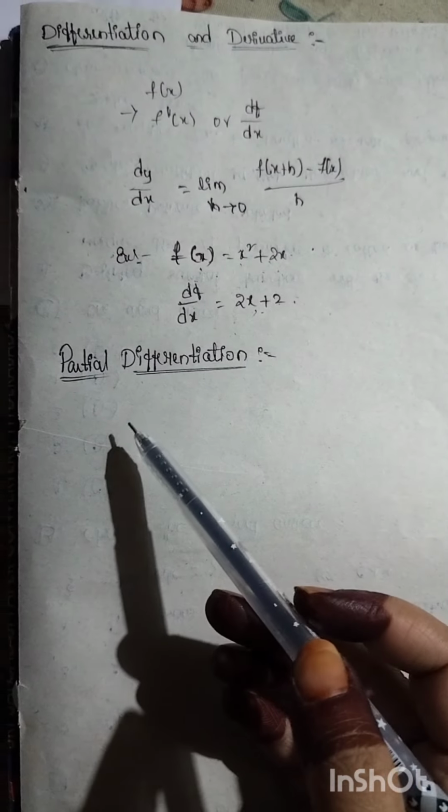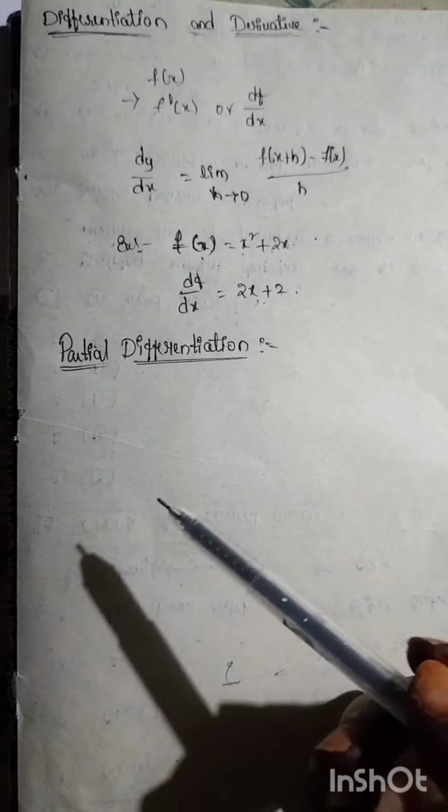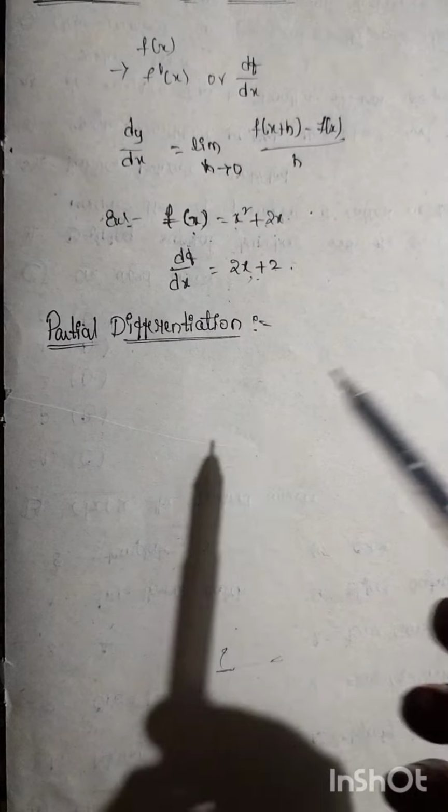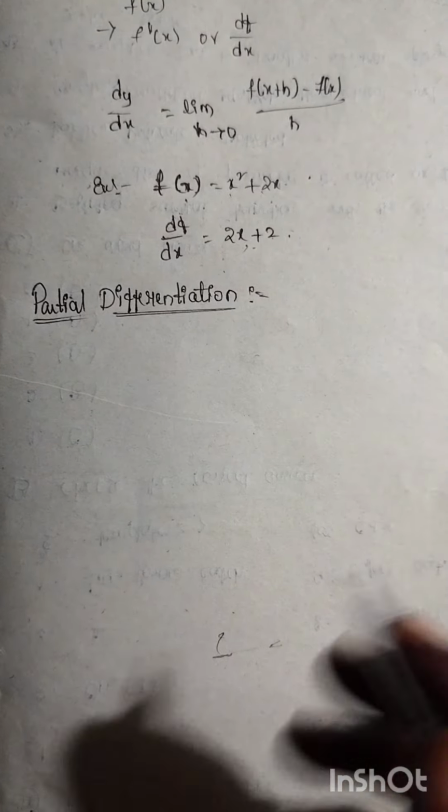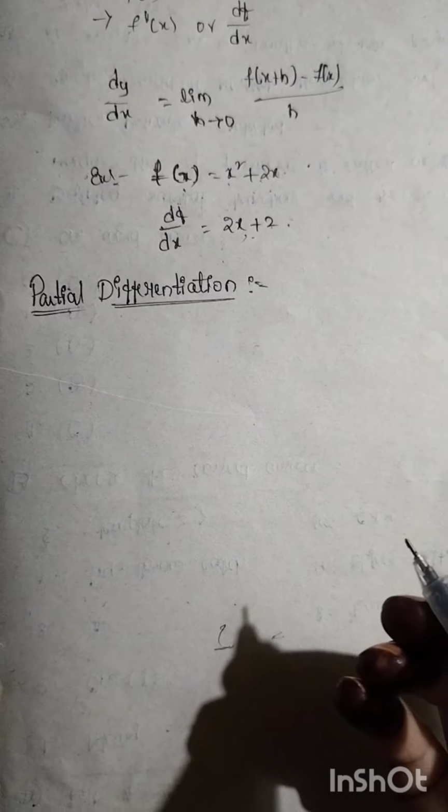Now I'm telling about partial differentiation. Partial differentiation is also known as partial derivative. It is finding the derivative of a function that has one dependent variable and two or more independent variables.